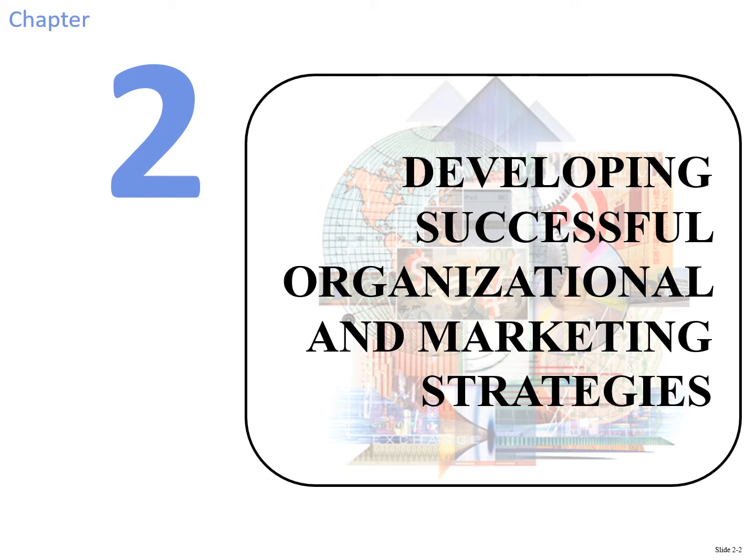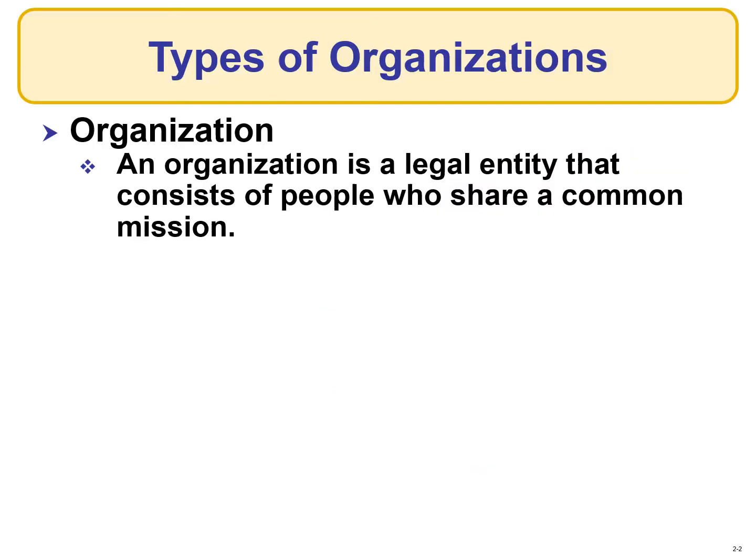So we'll start with our second chapter, which is developing successful organizational and marketing strategies. And before we discuss the marketing strategies, we're going to talk about types of organization. Now, what is an organization? You might already know this, but we're just going to go through the definition. An organization is a legal entity that consists of people who share a common mission.